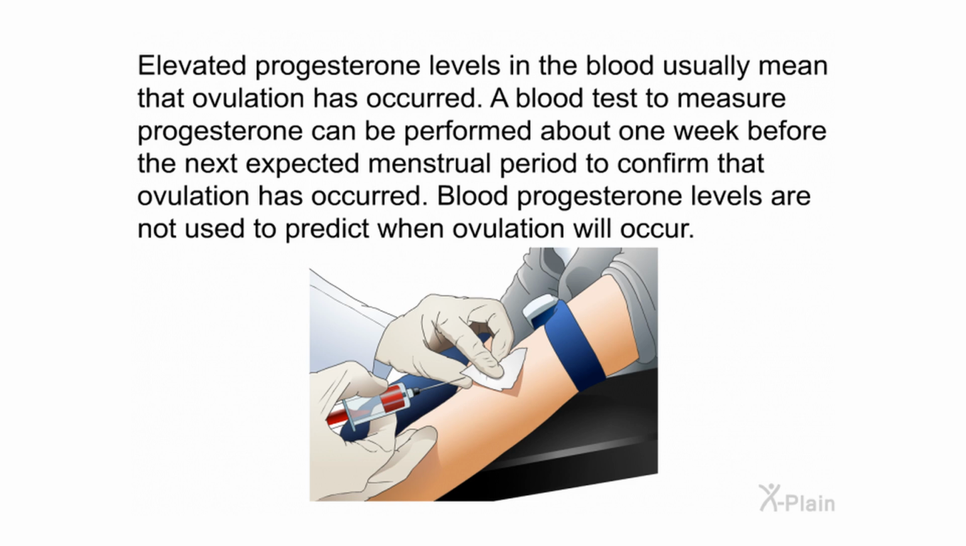Elevated progesterone levels in the blood usually mean that ovulation has occurred. A blood test to measure progesterone can be performed about 1 week before the next expected menstrual period to confirm that ovulation has occurred. Blood progesterone levels are not used to predict when ovulation will occur.